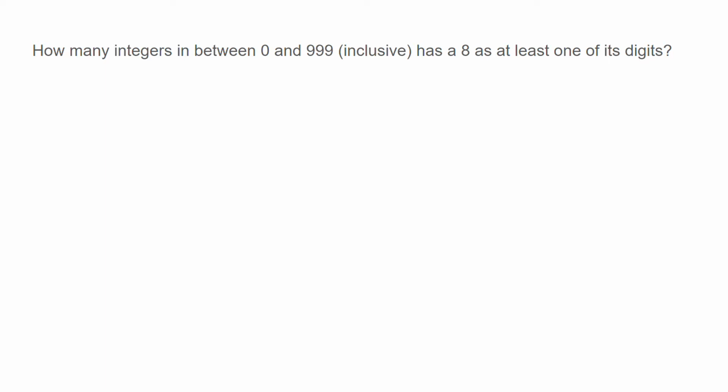An example of complementary counting would be to solve this question, which is how many integers in between 0 and 999 inclusive have an 8 as at least one of its digits. By inclusive, I mean 0 and 999 count, but they don't really matter since none of them has an 8 in it anyways, and if it was exclusive, it won't change the answer we get.